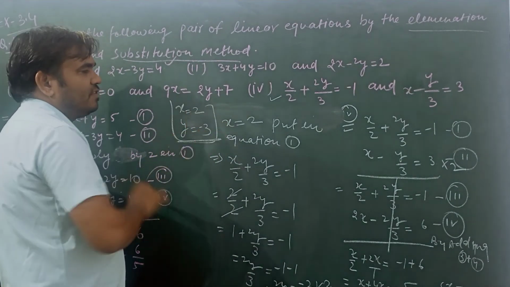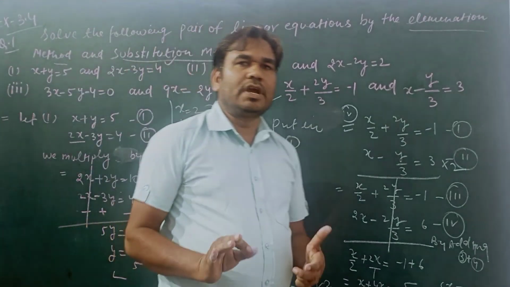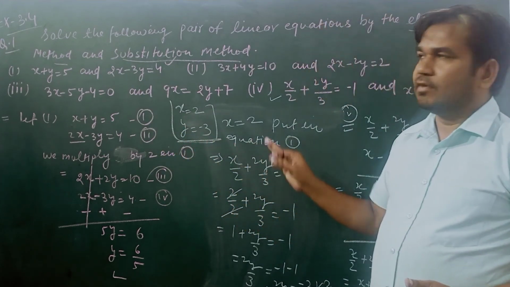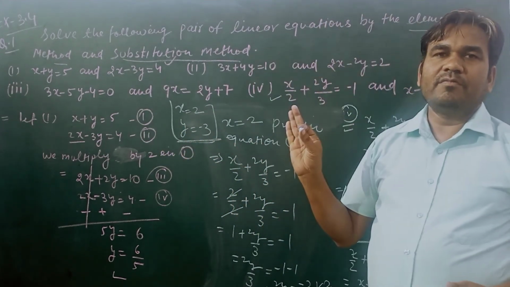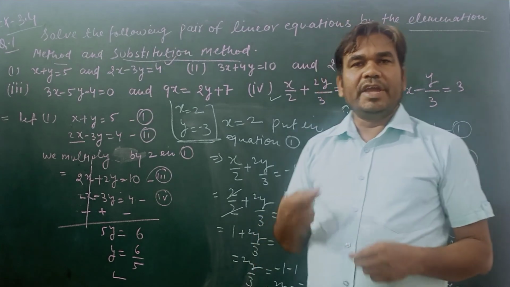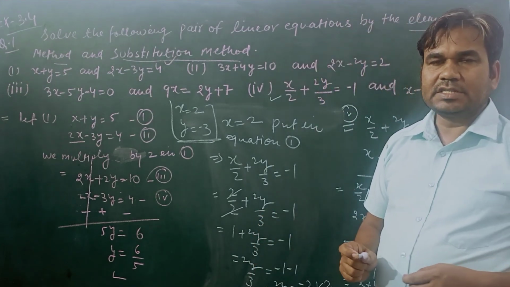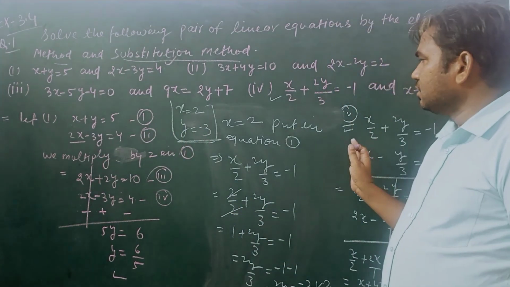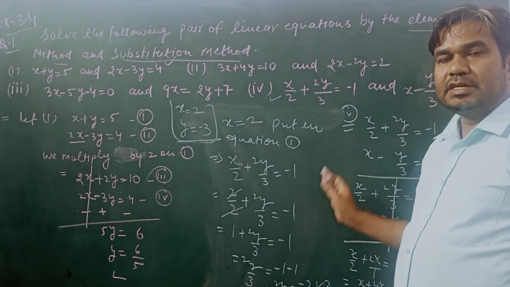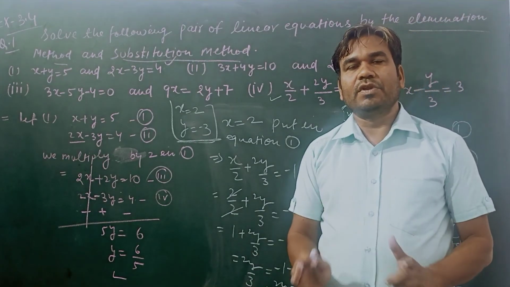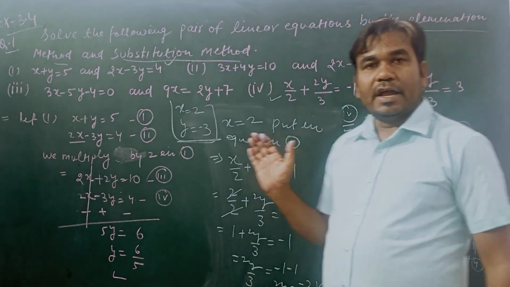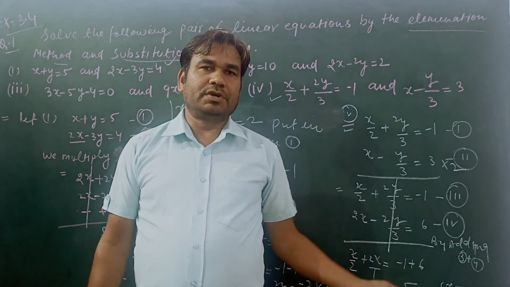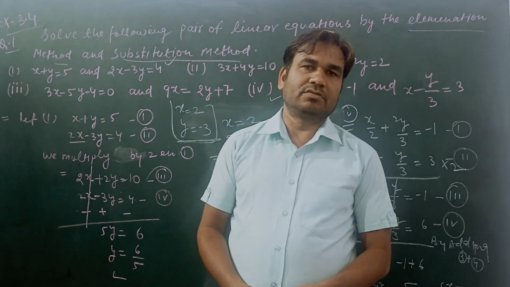So we can write x equal to 2 and y equal to minus 3. This is the answer, and you can understand the way of solving by elimination. In the elimination method, you make the coefficient of any variable, x or y, equal. In the substitution method, you find the value of a variable and put it in the other equation. So this is the substitution method.